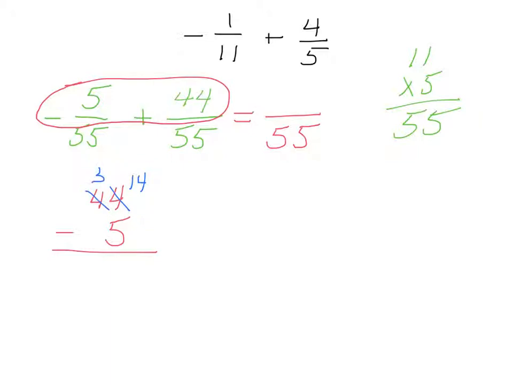so that's a 14. That's a 3. 14 minus 5 is 9. Bring down the 3. So we have 39. But the bigger absolute value is positive, so it will remain positive. So we always have to double check for that. 39 over 55 is your answer.